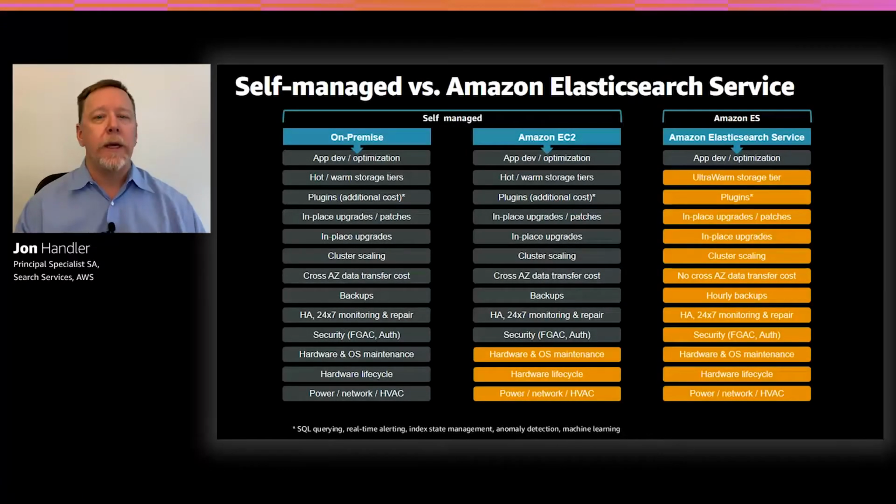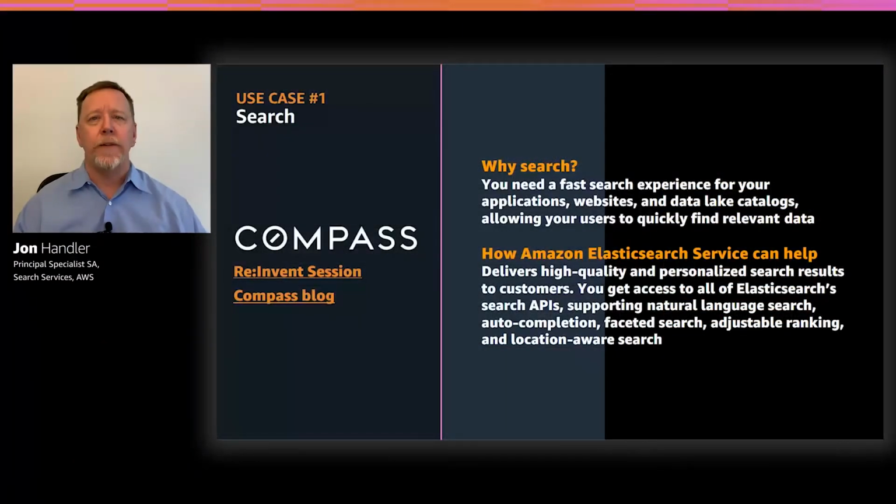We can do a quick comparison between a self-managed and an Amazon Elasticsearch Service deployment. You can see on the left we have a number of different jobs and tasks that you perform if you're self-managing. If you're using EC2, some of that work is done by EC2. And then finally, if you use Amazon Elasticsearch Service, we take care of a large stack of tasks for you, leaving you free to focus on your application development and your usage of Elasticsearch as opposed to managing the cluster itself.